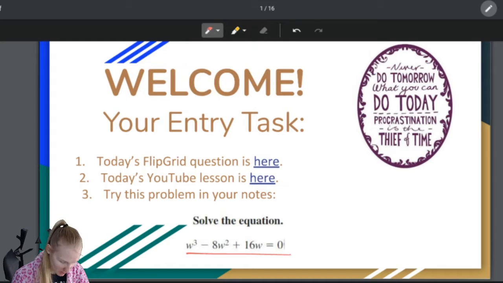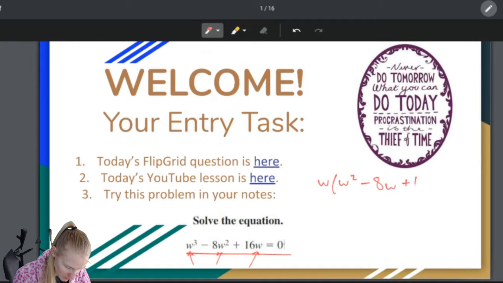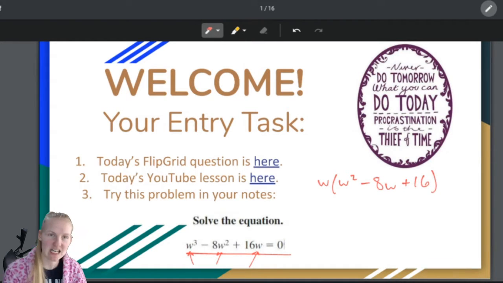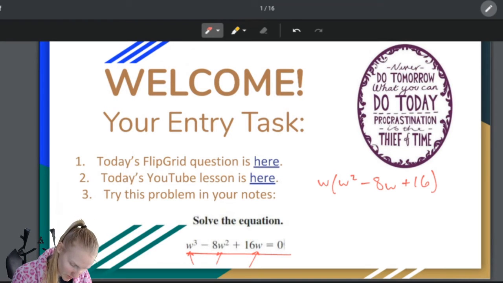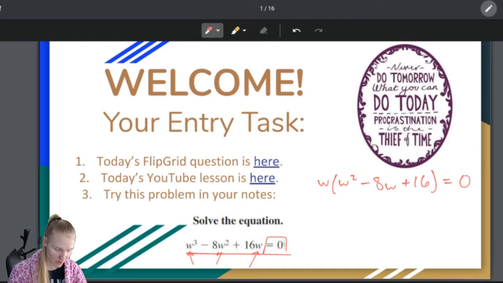First thing I notice is that every single thing here has a W. So let me pull a W out. And we are left with W squared minus 8W plus 16 equals 0. Do not forget the equals 0. That is an incredibly important part. Now I need to factor this even further so that I can set it equal to 0.